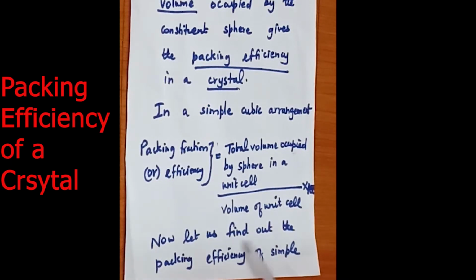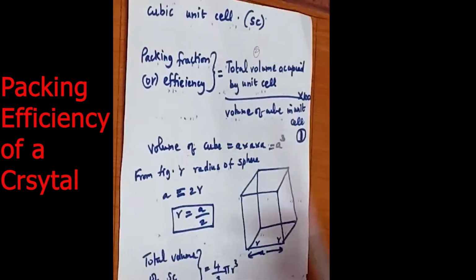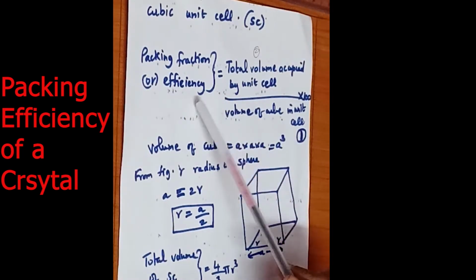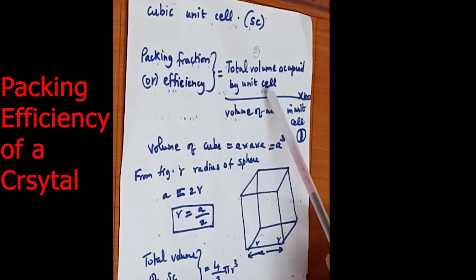So now let us find out the packing efficiency of a simple cube. The first crystal is simple cube. So now we are going to determine the packing efficiency of a simple cube. In a simple cubic unit cell, the packing fraction or efficiency is equal to total volume occupied by sphere in unit cell divided by volume of a cube in unit cell into 100. We know that in a simple cube, the volume of the cube is always a cube.